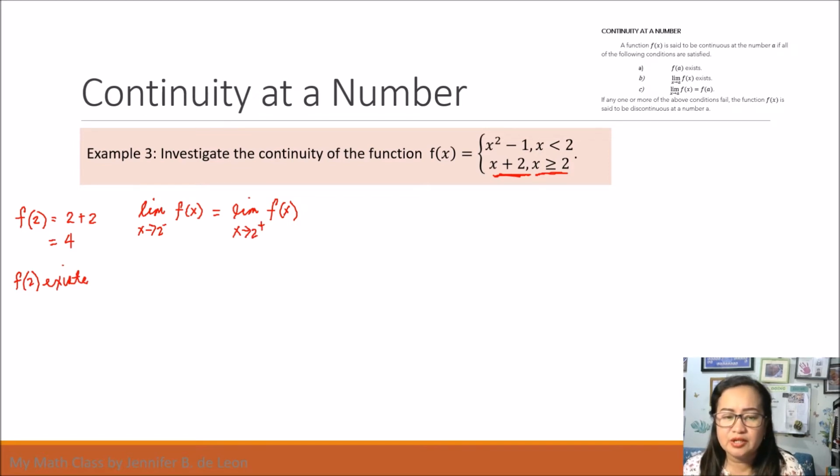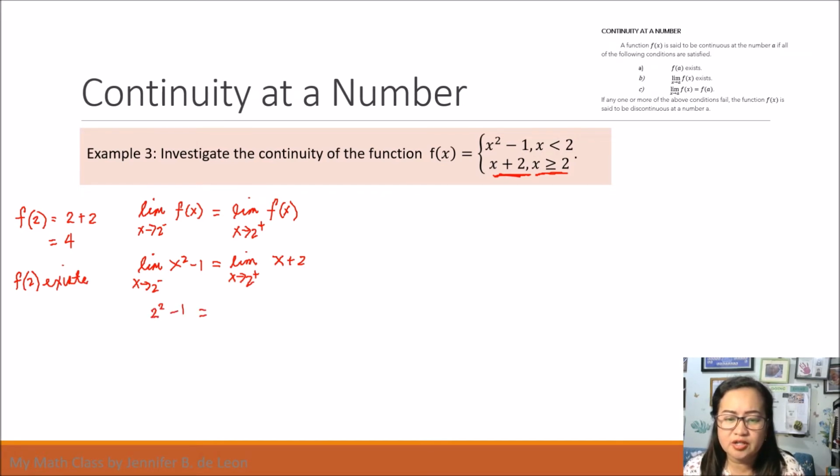So we evaluate the limit of f of x as x approaches 2 from the left. We will evaluate the limit of x squared minus 1 as x approaches 2 from the left, whereas the limit of f of x as x approaches 2 from the right would be the limit of x plus 2 as x approaches 2 from the right. Now evaluating the two limits, we will have 2 squared minus 1.